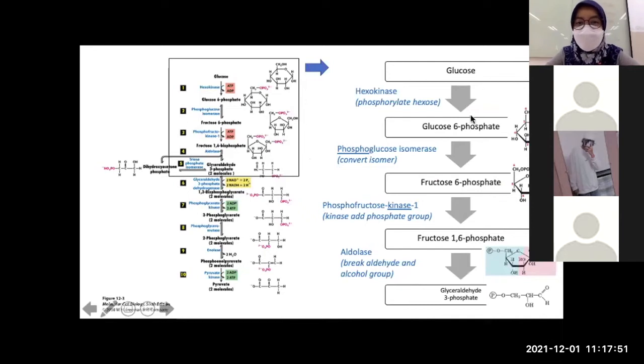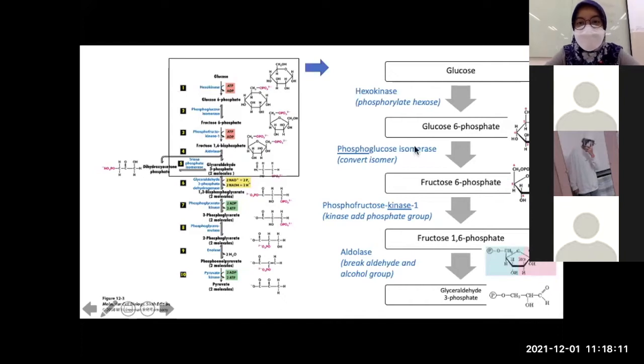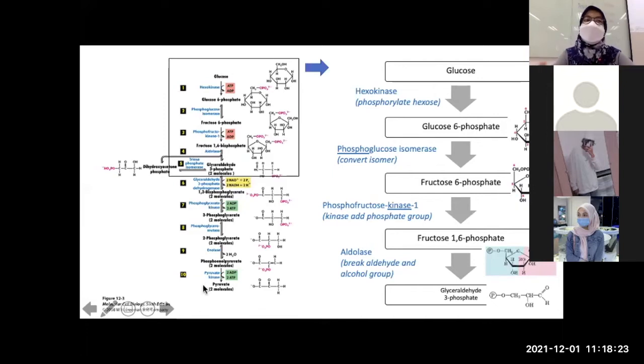So this is the step-by-step of glycolysis. I've divided it into two sections. This is the first one, steps 1 until 5. In the next slide would be steps 6 until 10. Starting from glucose, this glucose will undergo a reaction to form glucose 6-phosphate. I'm not sure how I can help you remember this, but one way is to understand the molecular changes. From glucose it turns into glucose 6-phosphate, meaning that at the 6 carbon of glucose, there is addition of a phosphate group. That's why it's glucose 6-phosphate.